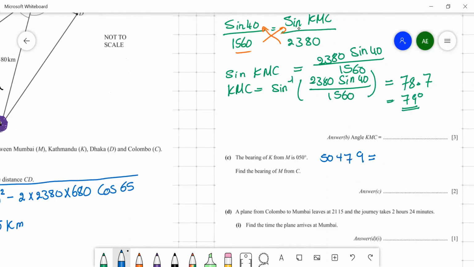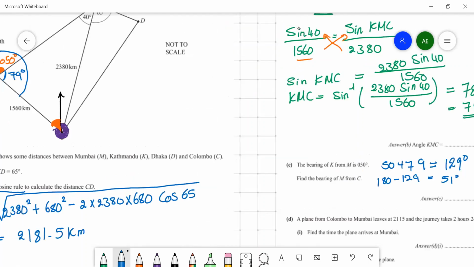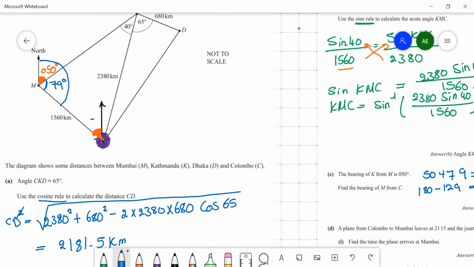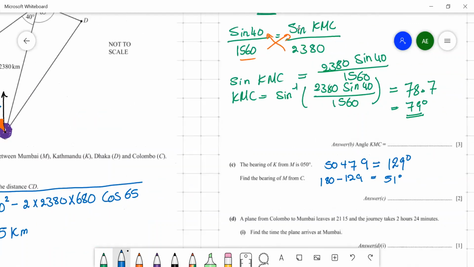it is equal to 129 degrees. Now, as we said, if I subtract it from 180, it's going to be 51 degrees. Okay, so this is the orange angle, 51 degrees. They all draw a full circle. That means 360 minus 51 equals 309 degrees.